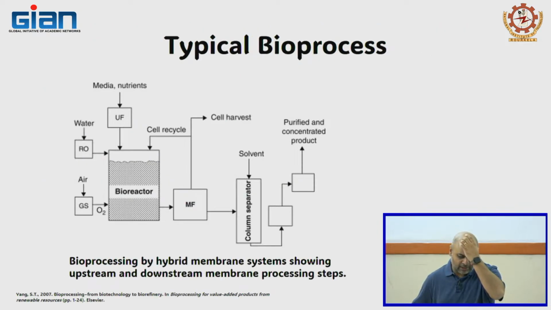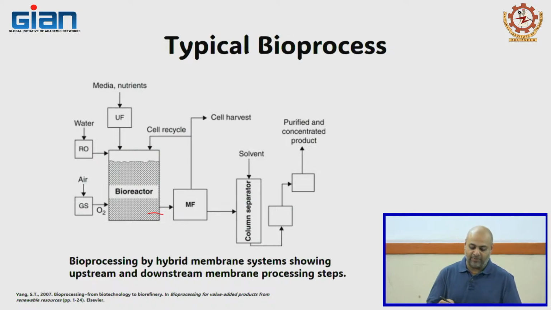Now, this is an example of a typical bioprocess that you can see. So, you have your media and nutrients which are coming in through ultrafiltration into a bioreactor. You have water which is being added to the bioreactor through reverse osmosis. Air is being passed in to provide the oxygen to the bioreactor. And then, once the cells have grown to a specific concentration, they are moved into membrane filtration.